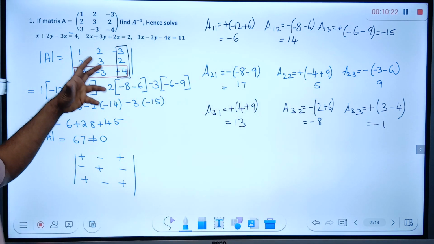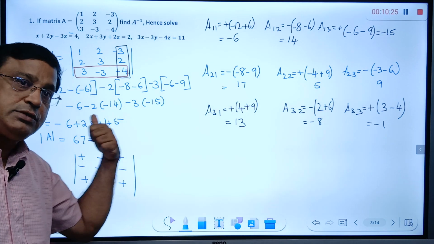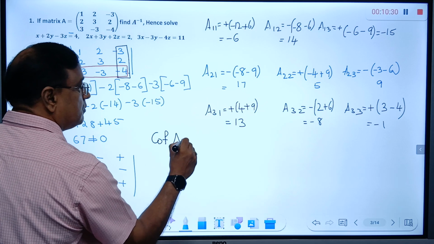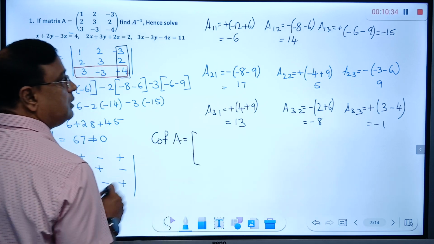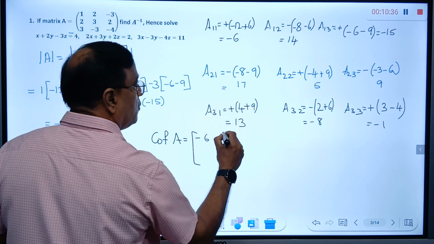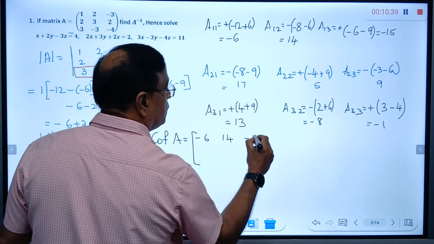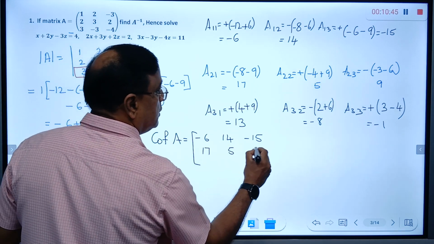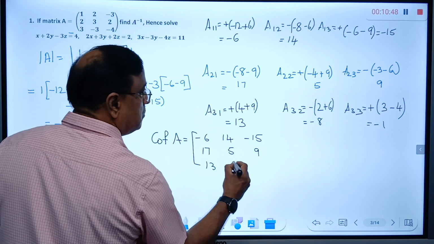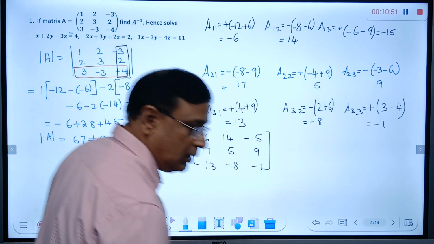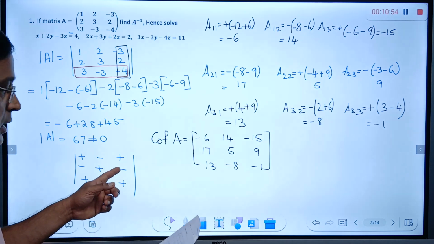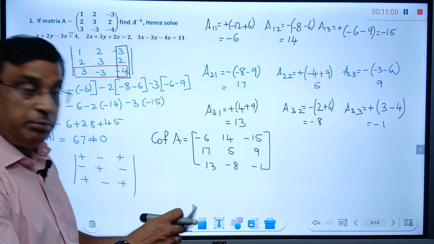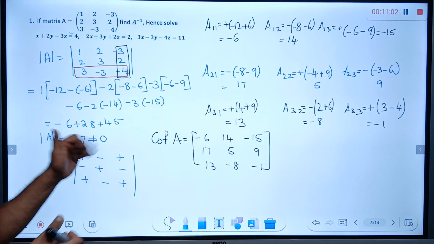I hope you understand how to find the cofactor. I have done it in detail in the previous video also, and I have repeated it again for you. Now what is the cofactor of A? The cofactor of A is minus 6, 14, minus 15, 17, 5, 9, 13, minus 8, minus 1. Let me just cross check it once, otherwise I have to repeat it again and everything will be a waste of time. Now I have found the cofactor.